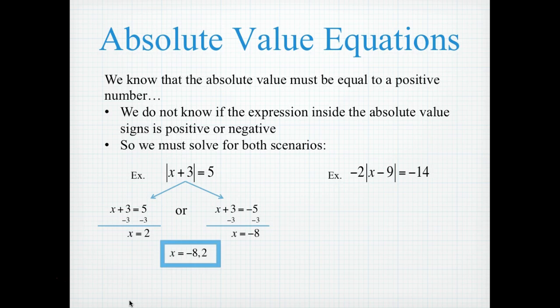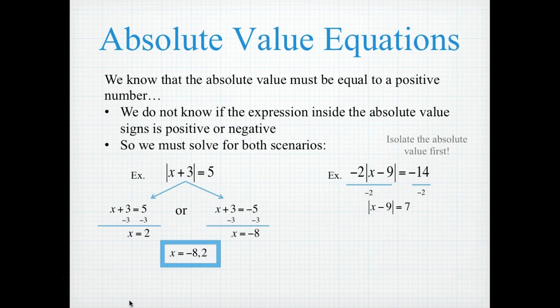In our second example, the absolute value is getting multiplied by negative 2. So we have to isolate the absolute value first. Keep in mind, we cannot distribute into or combine like terms from outside to inside an absolute value symbol. So we do this by dividing both sides of the equation by negative 2. This will isolate the absolute value, leaving us with the absolute value of x minus 9 equal to 7.